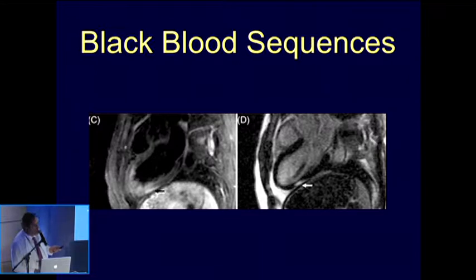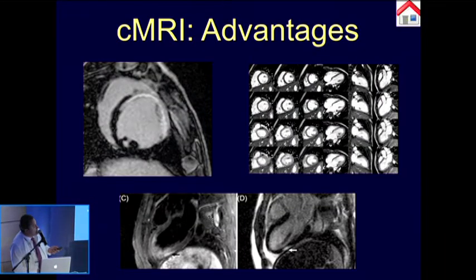Something else we use is black blood sequences. This is a patient with myocarditis. This is a black blood sequence. The blood looks black. That's why it takes the name. This is bright blood. Here we see edema, and here we see the scar. If you look at the two, there's edema and scar, and these are findings that we can have in patients with myocarditis. So the advantages are excellent temporal resolution, as is the case here, excellent endocardial contour.